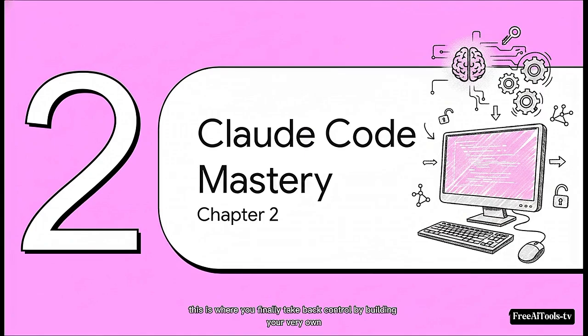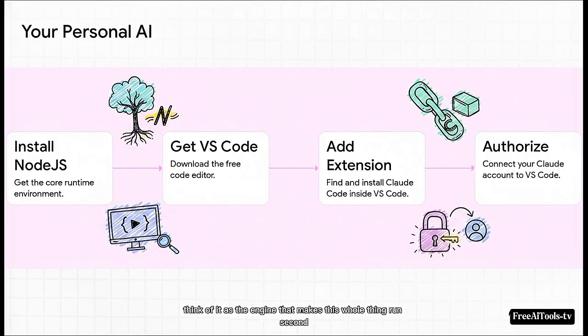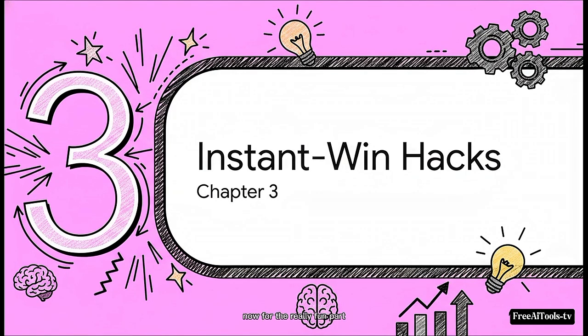This is where you finally take back control by building your very own personal AI environment. And you know what? It's surprisingly simple to set up. Okay, first, you're going to install Node.js. Think of it as the engine that makes this whole thing run. Second, grab Visual Studio Code. It's a totally free and super powerful code editor from Microsoft. Inside VS Code, you'll find and install the Claude Code extension. And the final step? You just authorize your Claude account. That's literally it.